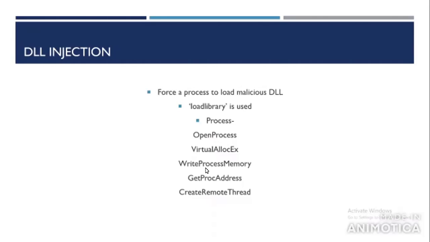DLL injection, or dynamic link library injection. So it forces the process to load a malicious DLL. It does so by passing a malicious DLL to a process that calls LoadLibrary and forces the process to load the DLL, automatically calling the DllMain function. This process involves several steps which can be seen on the screen, like what functions and calls are used by this malware behavior.